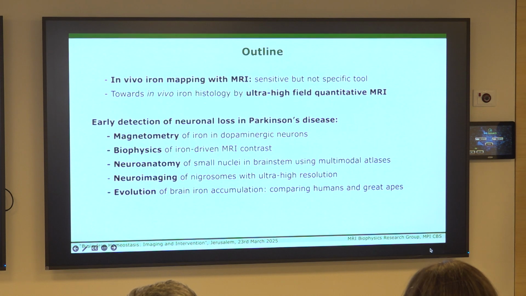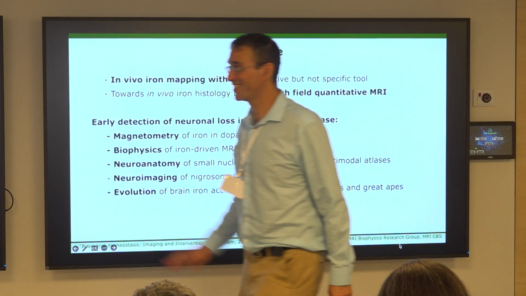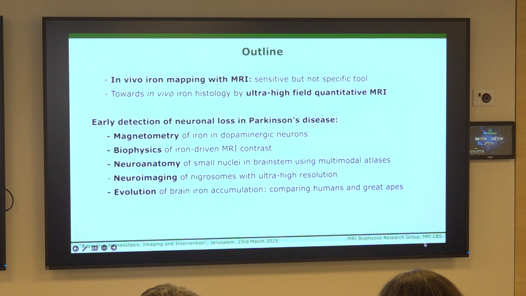Okay. So I will quickly show you that, as I mentioned, MRI is a sensitive but not very specific tool. And what can we do in order to move towards in vivo histology by ultra-high field MRI? There I will move through the scales, looking at the single neuron, then the voxel, then the nuclei, and then, if time allows, I will also show you something about the evolution of brain iron accumulation, where we compared humans and great apes.